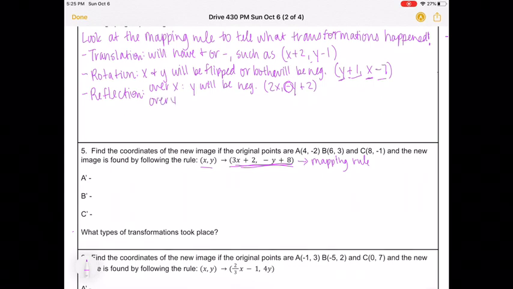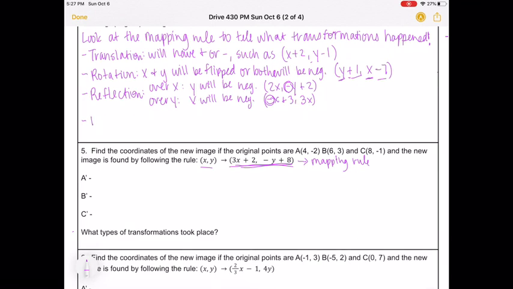If it was over y, then x will be negative. Okay, so maybe negative x plus 3 and 3x. So the negative with the x tells me it was a reflection over y, plus 3 tells us it also went up 3 as a translation.